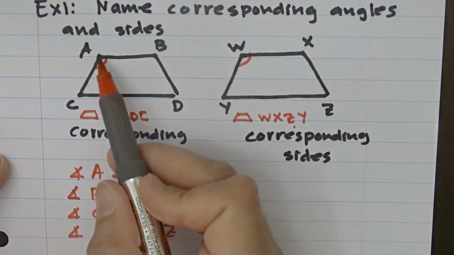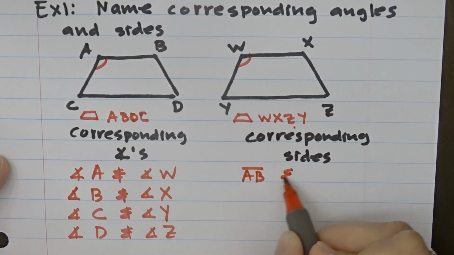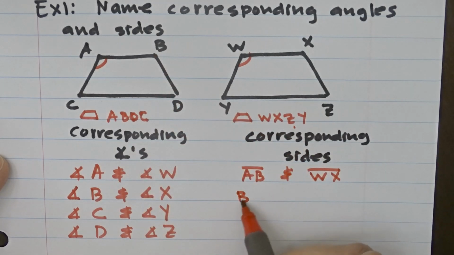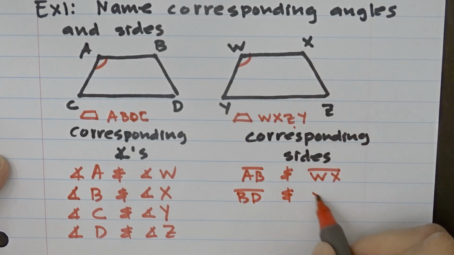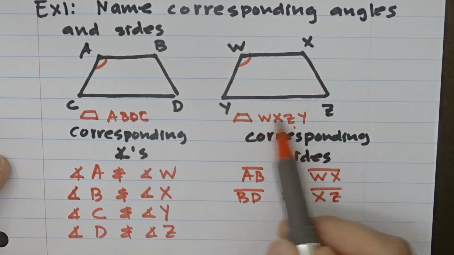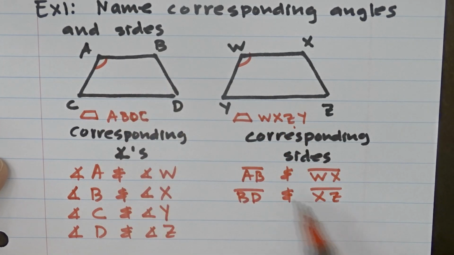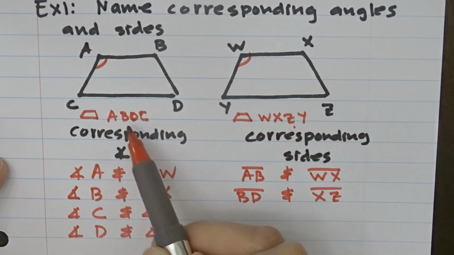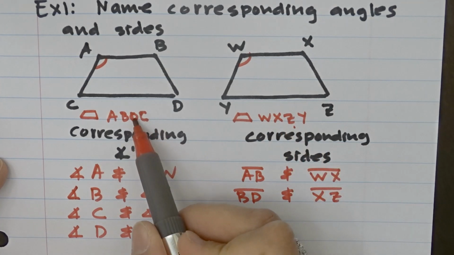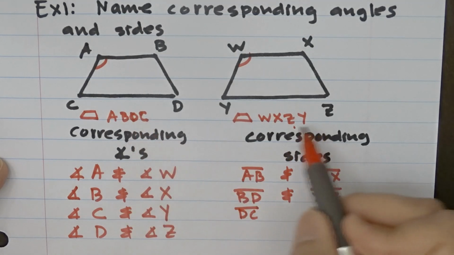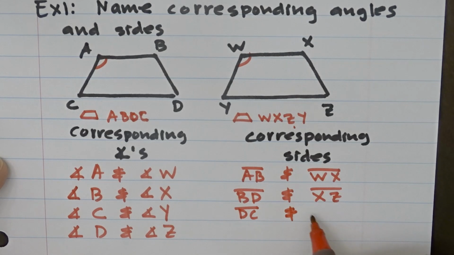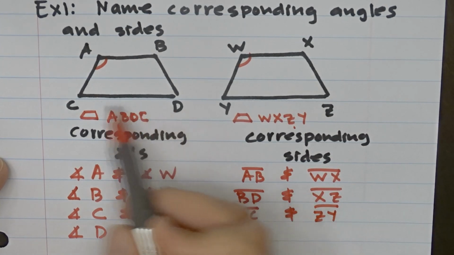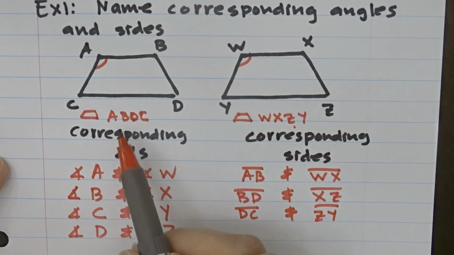All right, corresponding sides. So AB and WX. Then we have BD corresponds to XZ. Again, if they're giving you the label of the shape in notation form without an image, I would just say BD, XZ. Then I do AB, WX, then I would go to BD, XZ, then I would go to DC. The last two would correspond to ZY. So DC, ZY. And the last one would be AC.